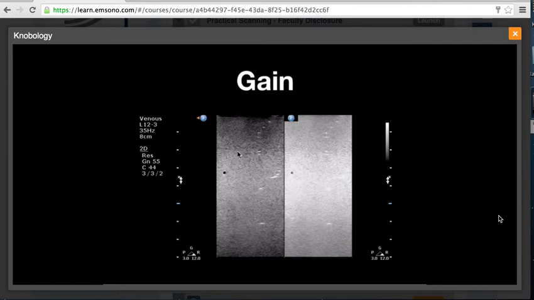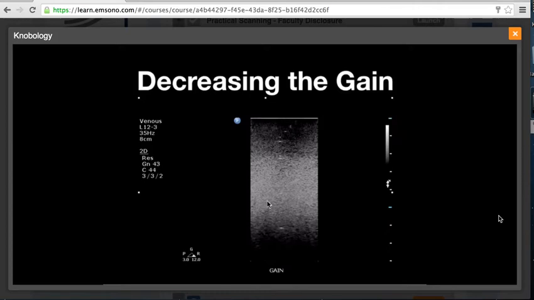So you want to make sure that when you set this, you base it on anechoic structures. You'll turn the gain up until you see artifactual fill-in, and then you turn it back. At that point, you'll know that you have an adequate gain setting. Here's an example of decreasing the gain. You can see that as the gain is decreased, you lose the grayscale appearance in areas. So you want to make sure, like I said, that this gain setting is correct, and this is something you're going to work on with every image that you obtain.